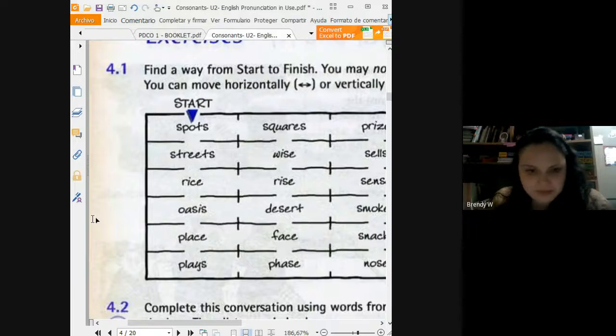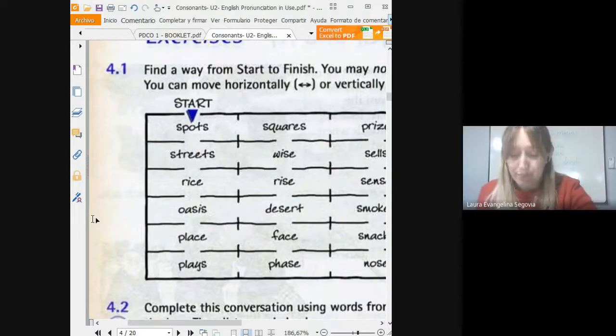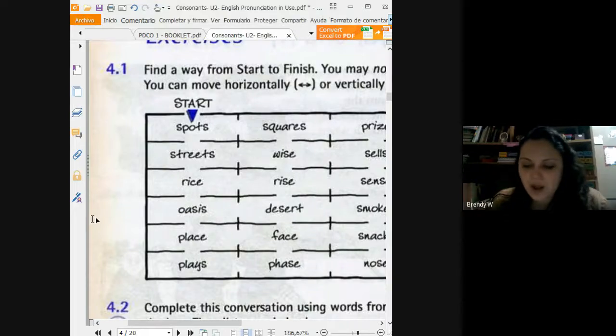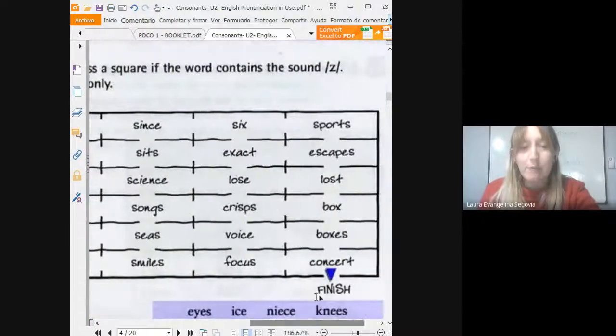Face. Snacks, smokes, sense, science, seats, scenes, six, sports, escapes, lost, box, crisps, voice, focus, concert. Okay. Be careful here, it is crisps.